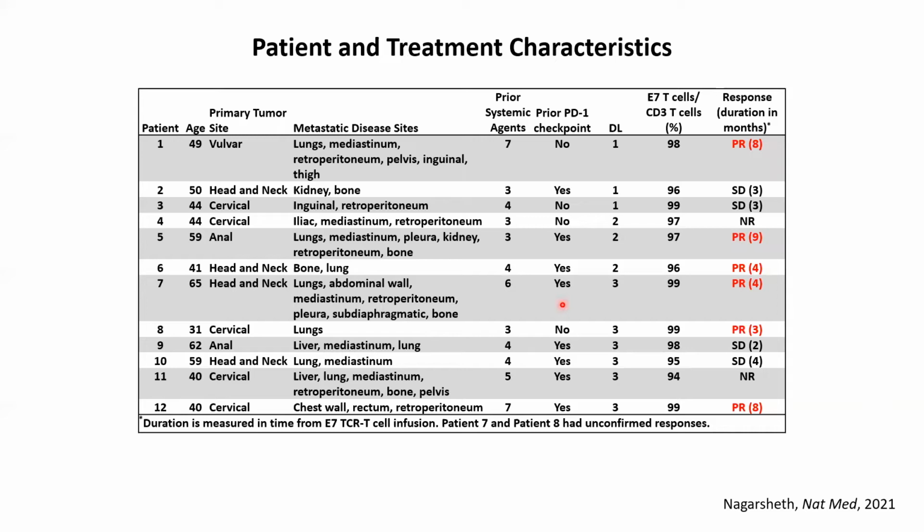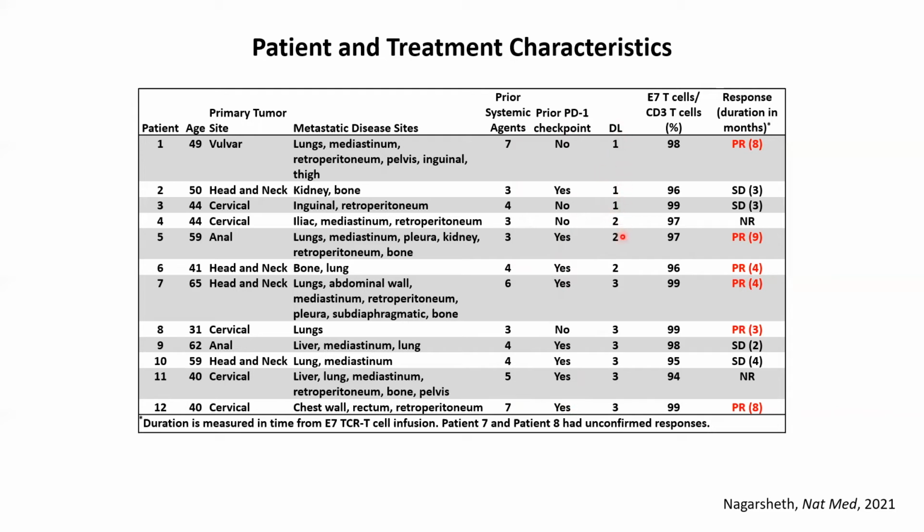So the patients treated on the phase 1 trial are summarized here. There were 12 patients. Sites of disease are the typical range of different HPV-associated cancers. The metastatic disease sites are generally extensive, multiple tumor sites and multiple tumors at each site. So these were very advanced cancers. And this is reflected too in the number of systemic agents the patients had received previously. And it is also reflected in the fact that 8 of the 12 had had prior PD-1 checkpoint inhibitors.